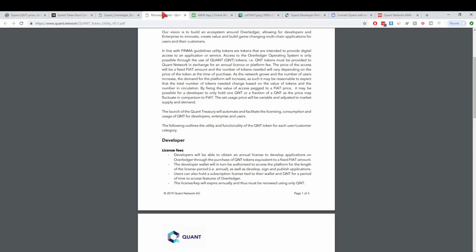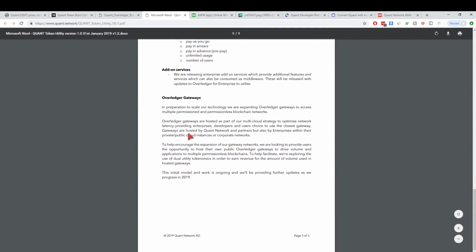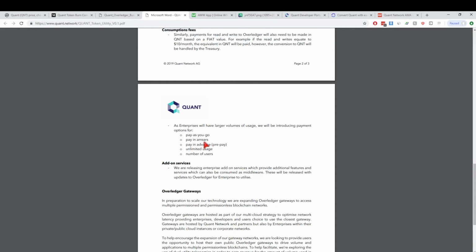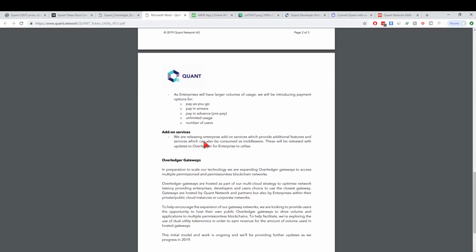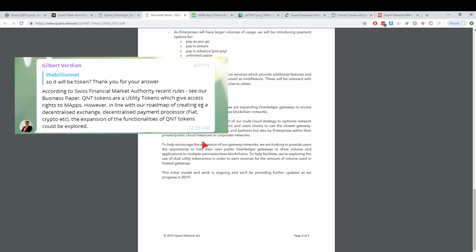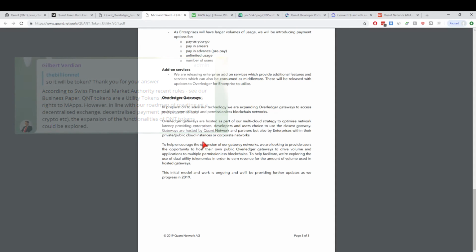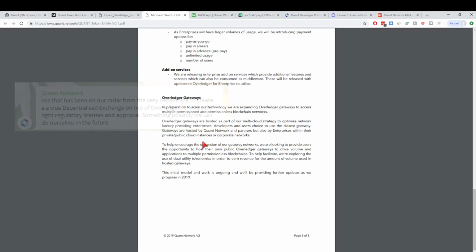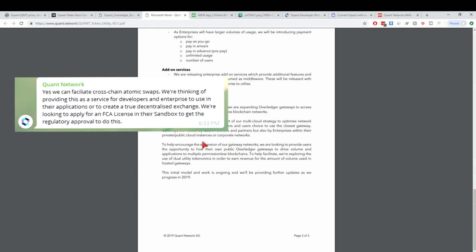Now, if we go back to the utility paper, you might be thinking, great, so the token utility is for licensing. But Luke, what about some other uses? Great question. I keep saying I'm going to throw up Telegram screenshots because I will. There's some great info there. There's a few screenshots and a few things in the Quant roadmap. They're looking at doing a decentralized exchange where Overledger is used to pull liquidity from other DEXs, or perhaps even a map that facilitates atomic swaps.